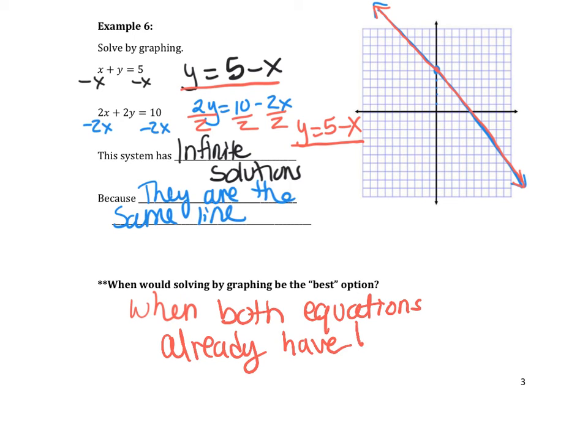The equations already have y by itself, because then all you have to do is plug it right into the calculator and you can use your intersect button.